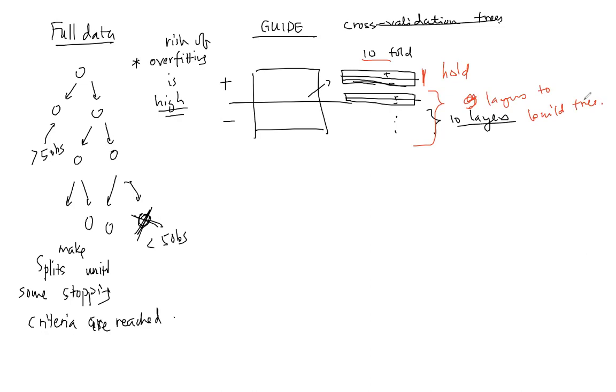So you are withholding part of the data, and you build the tree using the remaining 9 layers. This will give you a tree that is different from the tree that you get from the full data. If you have 10-fold cross-validation, then you will have 10 trees, depending on what is deleted.